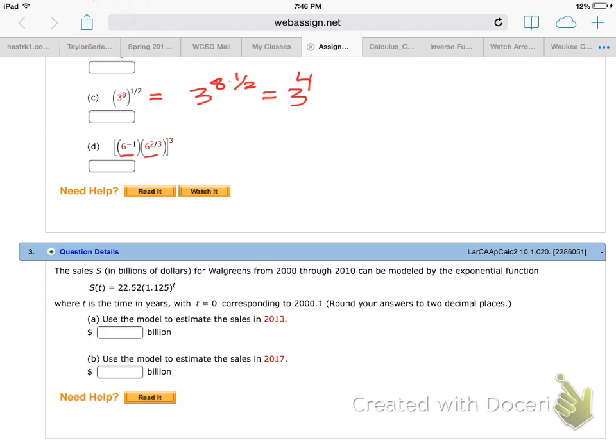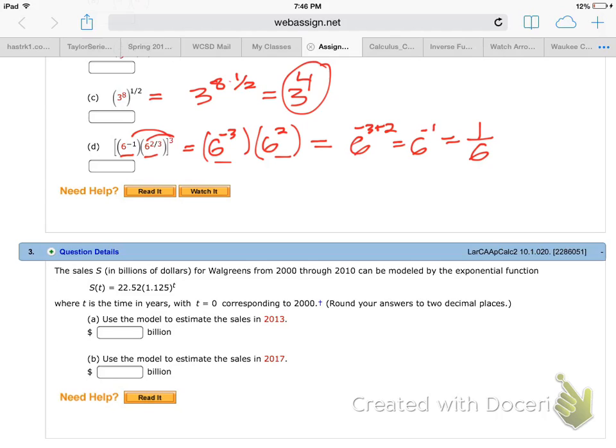Part D down here, my suggestion is I think distributing that power 3 is more helpful in this situation. So it would be 6 to the negative 3 because I'd multiply them. And it would be 6 to the, now 3 times 2/3 is just 2. So 6 to the 2. Now that's not the end of the story. Now I'm multiplying same bases. That's when I add the exponents. So that would be 6 to the negative 3 plus 2. And then that would be 6 to the negative 1. And finally, that's 1 over 6. So I believe in these two instances, these are the results that would be desirable in C and D.